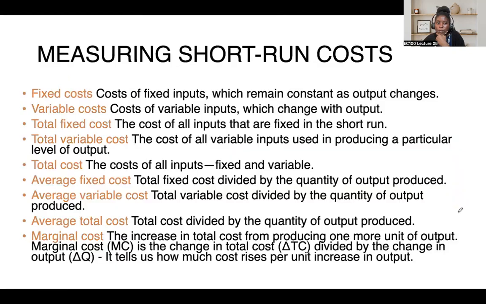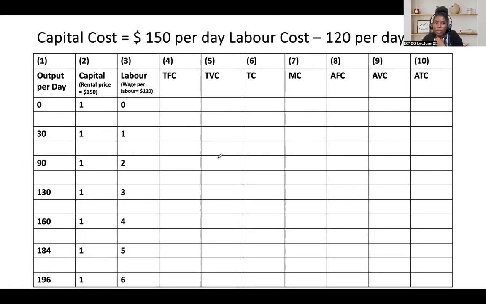So these are different types when you want to measure short-run costs. So these are the different types of costs. We said we have fixed cost, variable cost, total fixed cost, total variable cost. They're very easy.